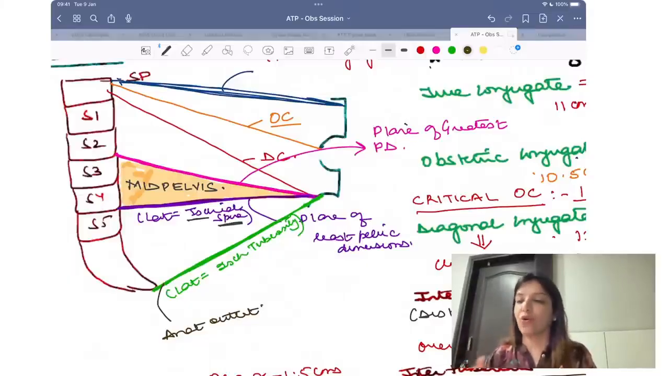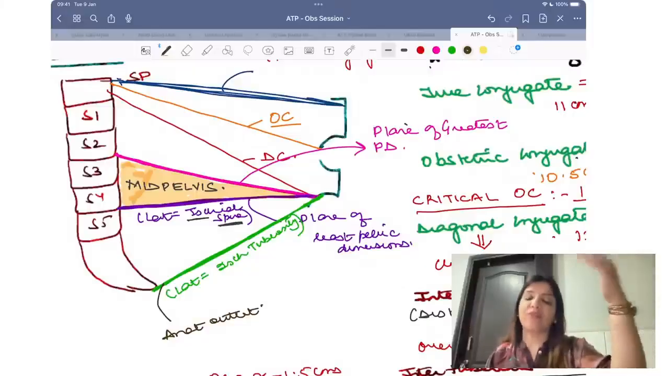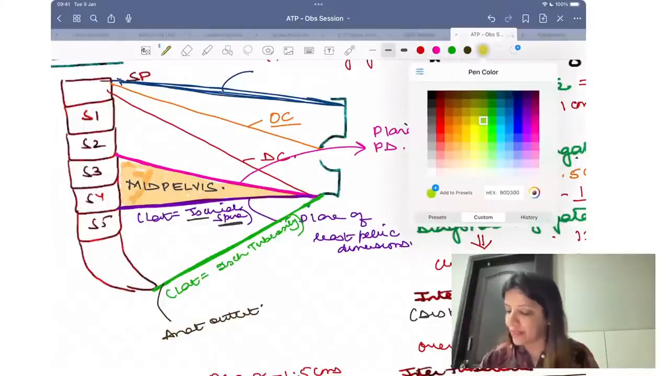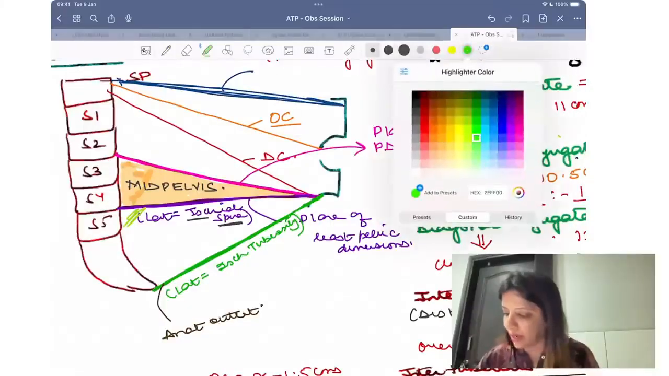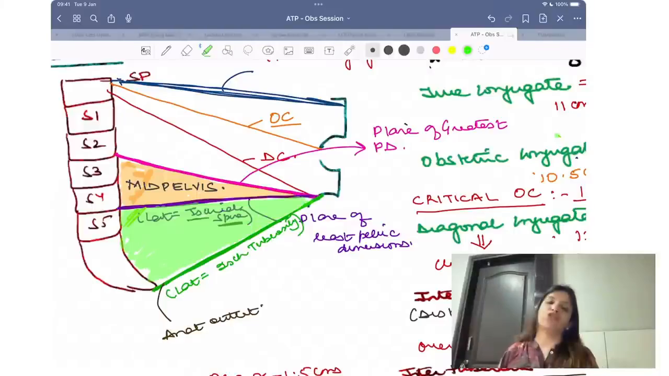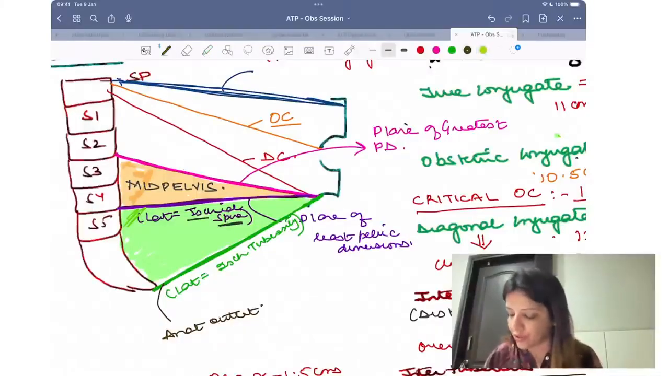Now imagine the anatomical outlet. The anatomical outlet is posteriorly the coccyx, anteriorly the pubic symphysis, and laterally the ischial tuberosities. Make it the floor of the room. So on the roof we have the plane of least pelvic dimensions, here the purple colored plane of least pelvic dimension. In the floor we have the anatomical outlet. So the area between the two, which I am going to color now, this is the obstetrical outlet. The area between the plane of least pelvic dimension and the anatomical outlet is your obstetrical outlet.